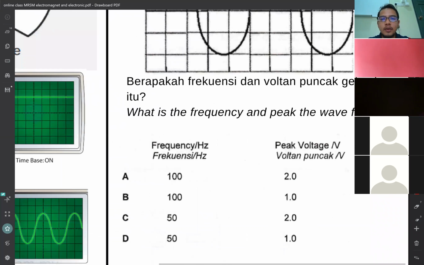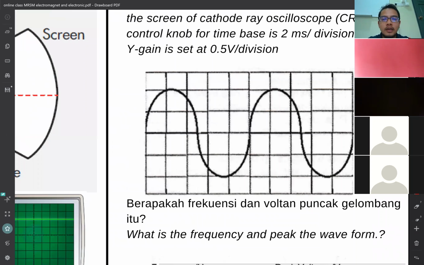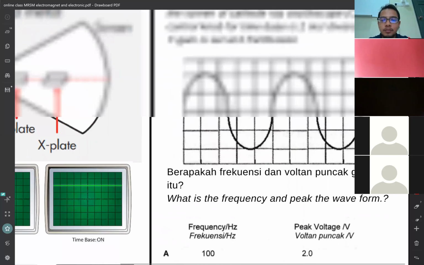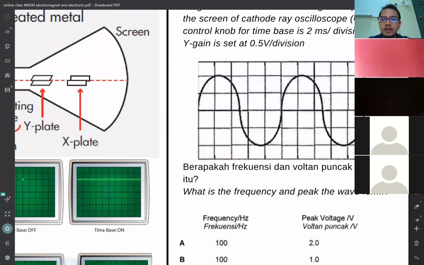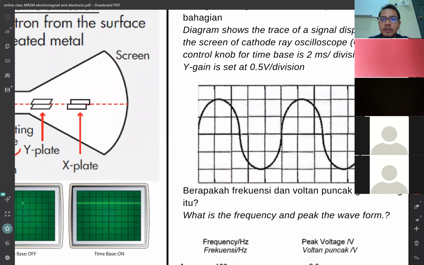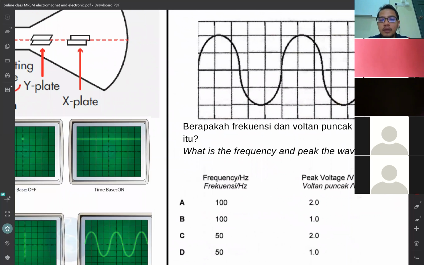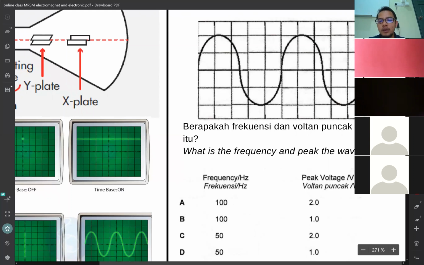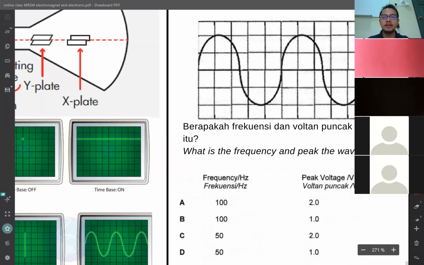Okay, another one is this one. This is another important thing. It has never been questioned in SPM, but this question is popular in trial examinations. So if you see here, it shows a trace of a signal displayed on the screen of a cathode ray oscilloscope. The control knob for the time base is 2 millisecond per division, and the Y gain is set at 0.5 volt per division. So what is the frequency and the peak voltage of the waveform? Before we answer the question, I want to ask you, is this an alternating current or direct current?